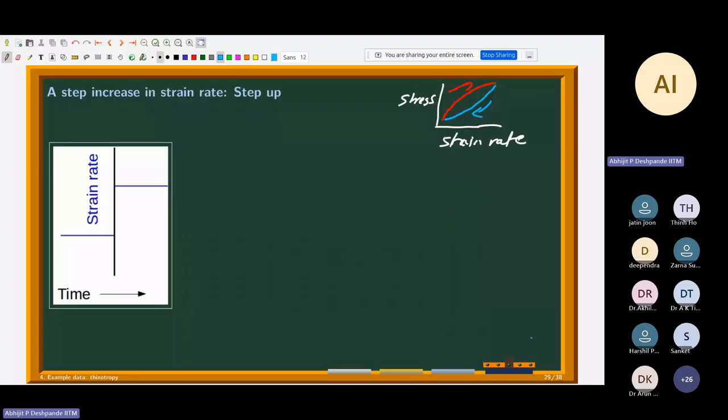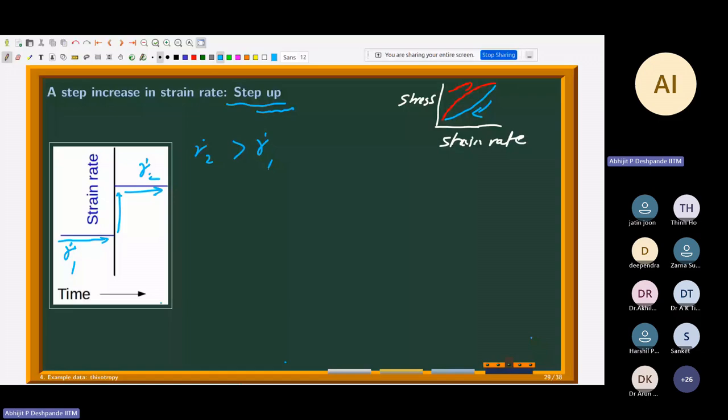One way to study this a little more carefully, and also look at what is happening as a function of time, is an experiment called a step-up experiment, where a constant value of strain rate is applied for some amount of time. Then at a given instant of time, you suddenly change the strain rate to a higher value. That's why it's called a step-up, where there is gamma dot 1 and gamma dot 2, and gamma dot 2 is greater than gamma dot 1.